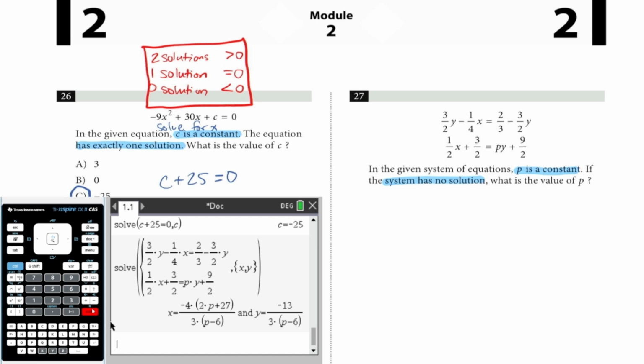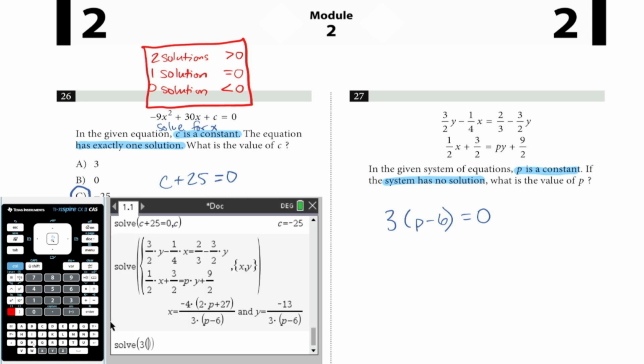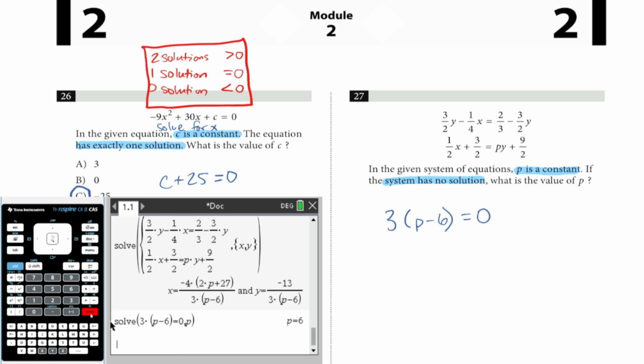Usually, if you only have one constant, what you will do is just take the denominator. So the denominator of this solution for x is 3p minus 6. We're going to take the denominator and set it equal to 0. And now we're going to solve that equation. So menu 3, 1, 3 parentheses p minus 6 equals 0, comma p. Just get p equals 6. This is by far the most common way that they tend to do this question.